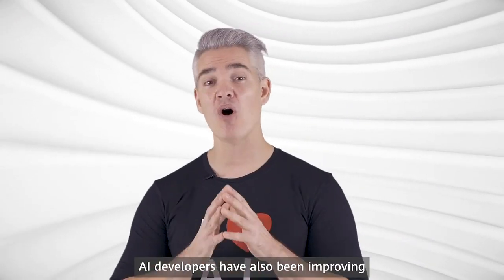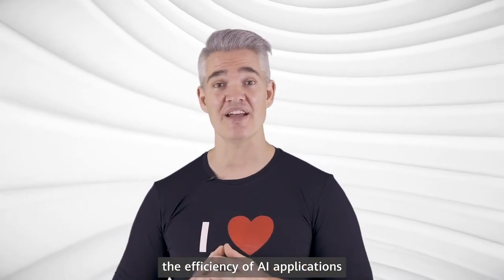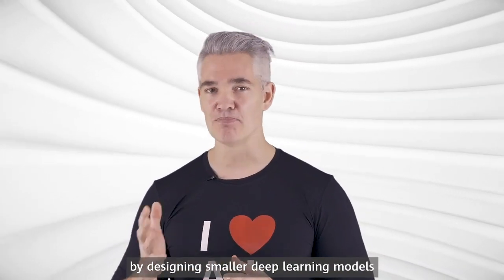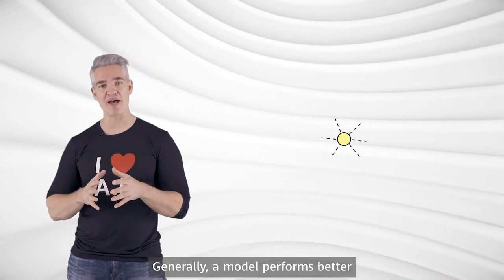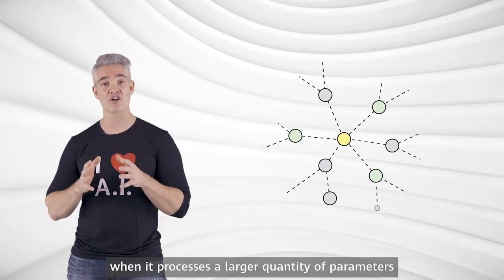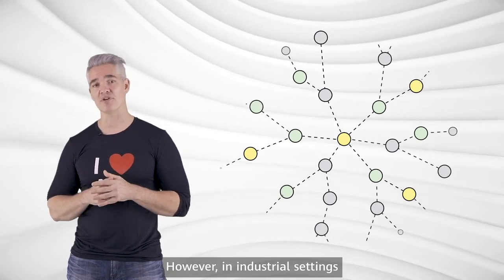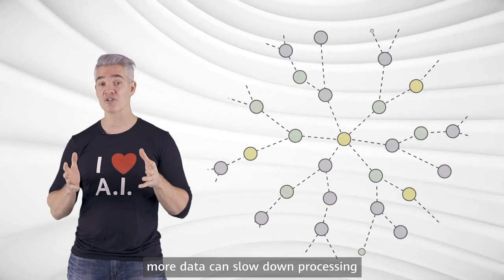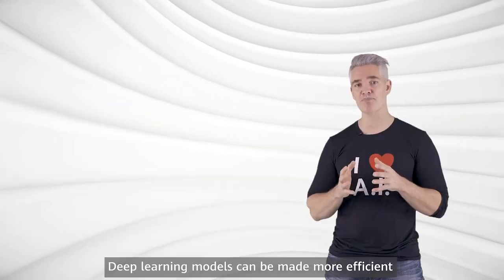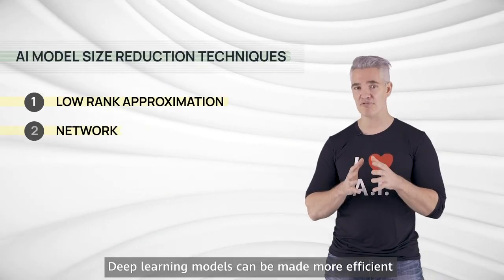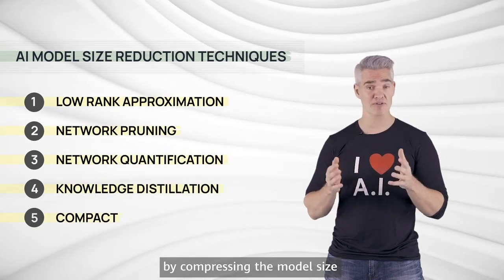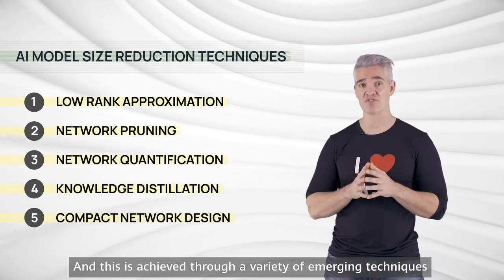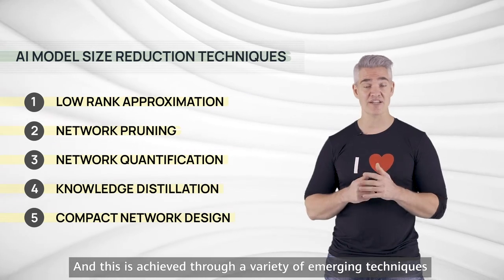AI developers have also been improving the efficiency of AI applications by designing smaller, deep learning models. Generally, a model performs better when it processes a larger quantity of parameters. However, in industrial settings, more data can slow down processing. Deep learning models can be made more efficient by compressing the model size, and this is achieved through a variety of emerging techniques.